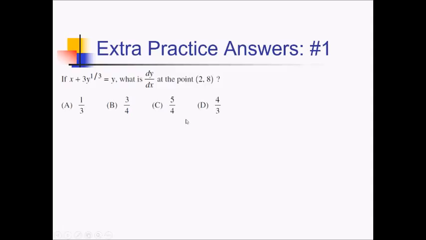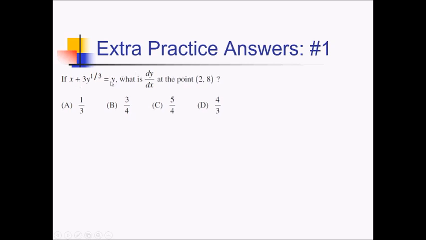For this problem, we're trying to find the derivative at the point (2, 8) for this weird-looking function. Since this function is difficult to isolate y in, or possibly impossible, we're going to use implicit differentiation, and then we'll plug (2, 8) into whatever the result is.